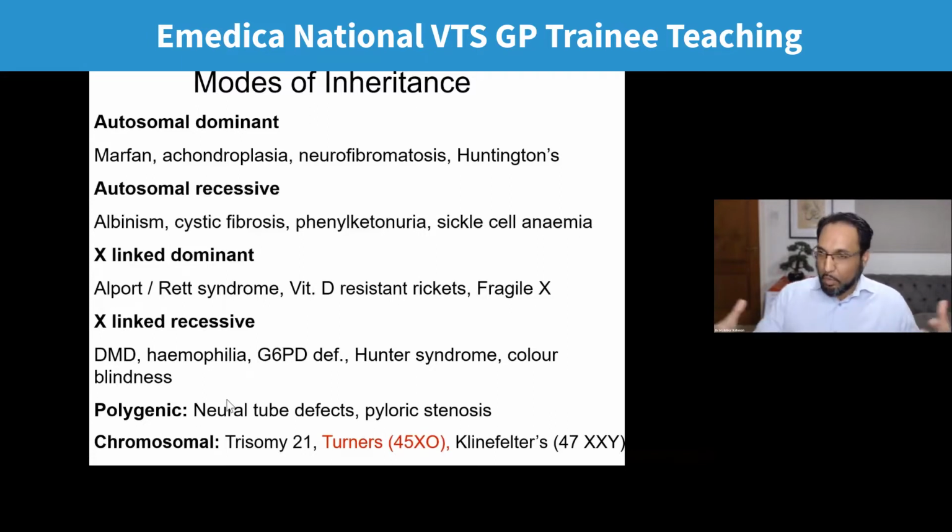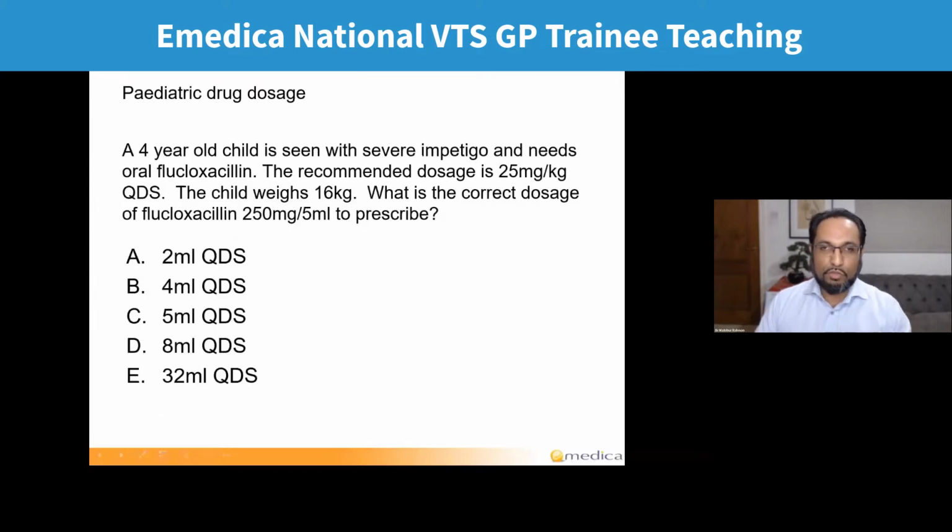Polygenic, so that means there's multiple genes. It's a bit more complex. Things like pyloric stenosis, neural tube defects, and then you've got the chromosomal disorders. So things like the trisomies. Trisomy 21 Down's, you've got Edwards, Patau, you've got Turner's 45XO, you've got Klinefelter's 47XXY. These are the chromosomal disorders. Okay, good. So let's move on to the next question.